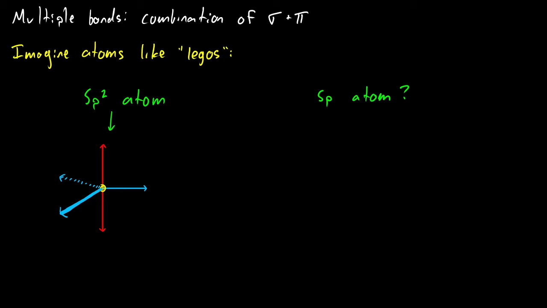How about the sp hybridized atom? What I'd recommend doing here is pausing the video and looking in the book to see what the sp hybrid atom looks like with the lobes shown properly. Then come back and sketch the sp atom using the same shorthand notation that I have for the sp2 atom. I'll wait a moment for you to do this, then we'll check our work together.